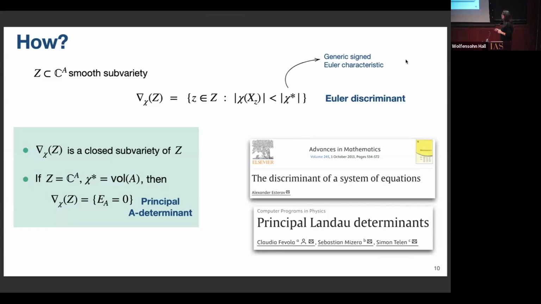So I'll say this first. Whenever you take Z to be the full parameter space, then the generic signed Euler characteristic coincides with the volume of A. And in this case, the polynomial describing this zero locus is known, and it's the principal A-determinant. And in the case where we're fixing Z to be any smooth subvariety, then an observation is that it's not obvious that this locus is a closed subvariety of Z, but in fact it is.